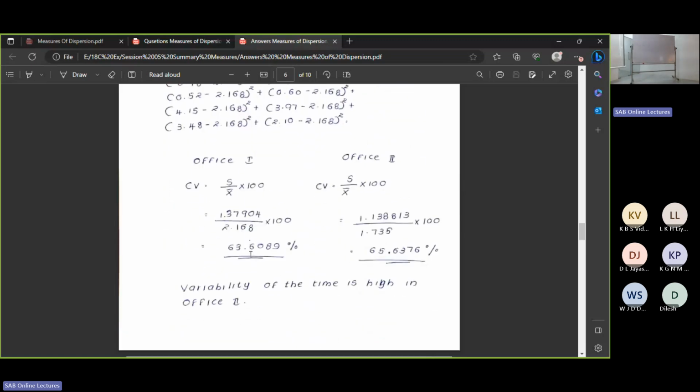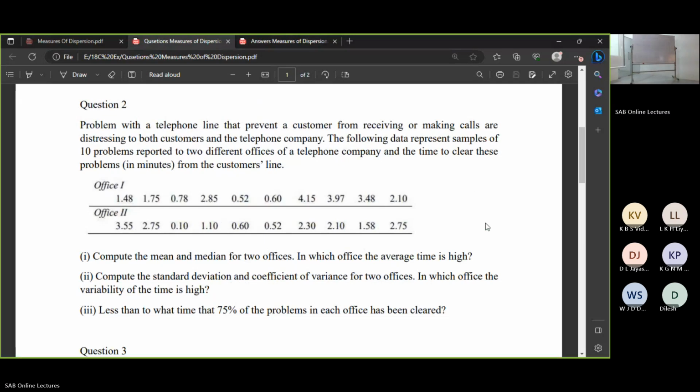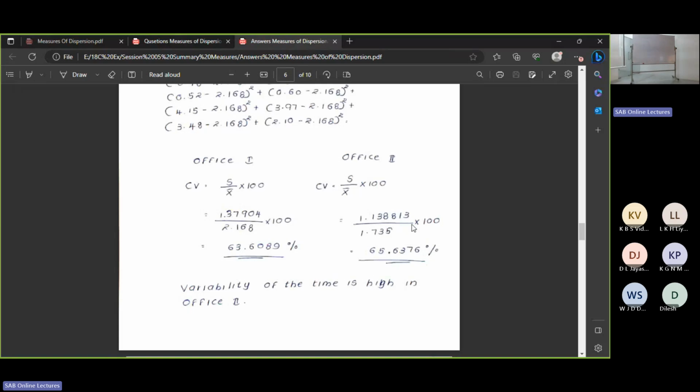Then CV value of this one 63.60, of this two 65.63. Question asks, in which is the variability of the time high? Okay, then it means CV value is high in office 2. It means variability of the time is high in office 2. Okay.